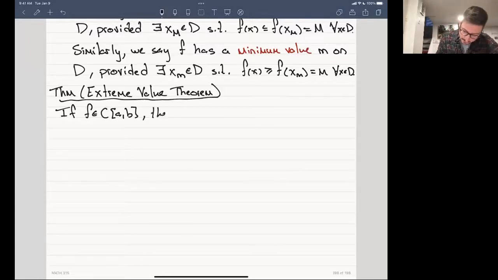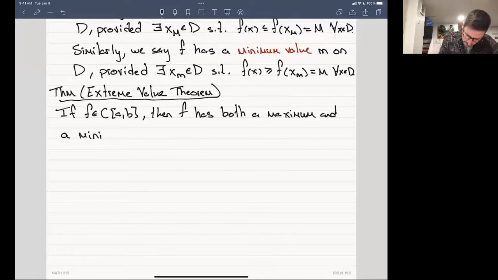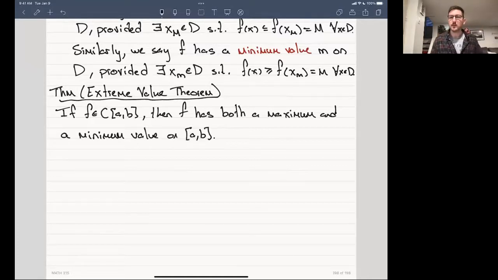Well, then f has both a maximum and a minimum value on that interval a to b. Okay, so that's the extreme value theorem, right? It says that if you have a continuous function on a closed interval, then there's some maximum that it hits and there's some minimum that it also hits. Okay. So the proof of this, it's actually quite nice.